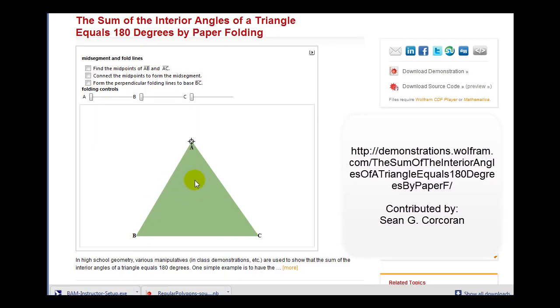Here we have a triangle. If we determine the midpoints of side AB and side AC, they would be here. If we connect the midsegment, we would have this, and then we'll construct the perpendiculars from these midpoints to the base. And now we'll make folds across these segments. 1, 2, 3 folds. And now we can see very clearly that angles A, B, and C would form a straight angle, or would have a sum of 180 degrees.